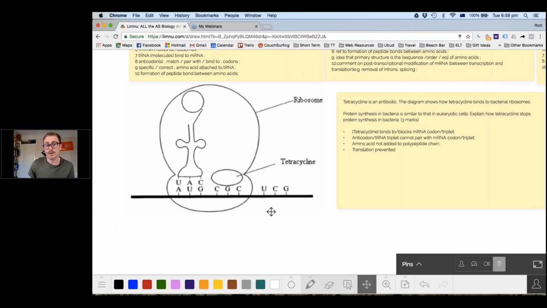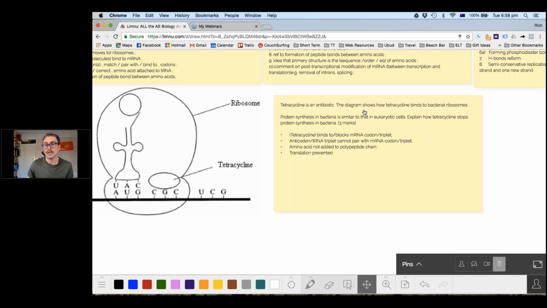There's a diagram from a past paper. It says this is a ribosome, this is messenger RNA, this is transfer RNA, and this is an amino acid. Tetracycline is a molecule that binds to the messenger RNA and sits here. Tetracycline is an antibiotic. The diagram shows how tetracycline binds to bacterial ribosomes. Protein synthesis in bacteria is similar. How does tetracycline stop protein synthesis?